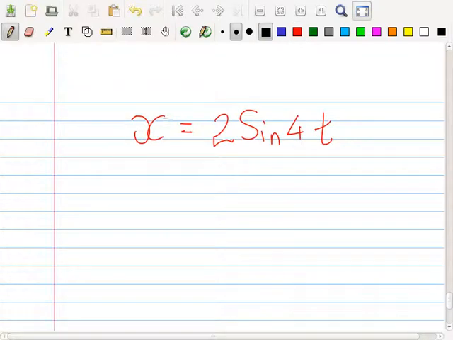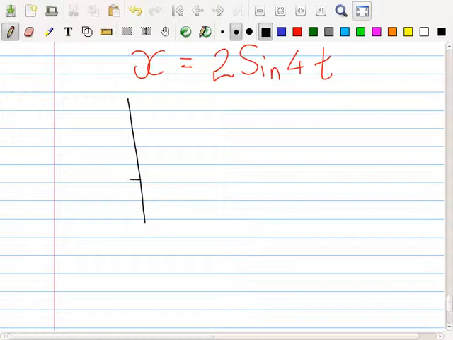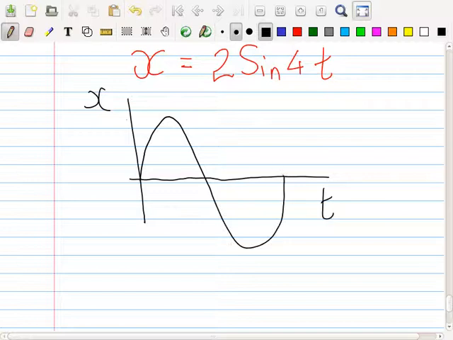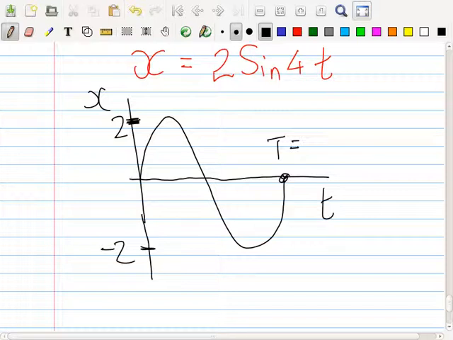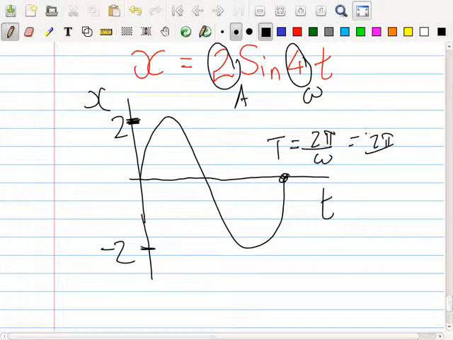So in this example, I tell you the position x equals 2 sine 4t. If I draw the graph for position, there's x and there's t. It'll go like this. What's this value here? 2. And down here? Minus 2. And this here is big T. What's the formula for T? 2 pi over omega, and what's omega here? Here is A, and here is omega. That's 4. So that is pi over 2, which is 1.57 in decimal.